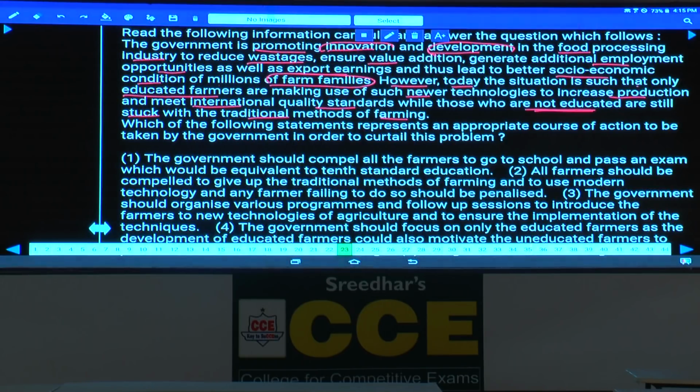Now, here what is the problem today? Only those farmers who are educated are getting benefited. But the main objective of the government is to get benefit for all the farmers, not only the educated farmers. Then the problem is the uneducated farmers are not getting benefit by this. That is the problem. Course of action means now we should find a solution to this problem. Whatever course of action you have taken should make these uneducated farmers get benefited by this. That is the perfect course of action.